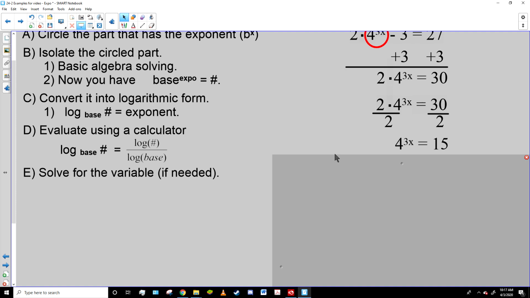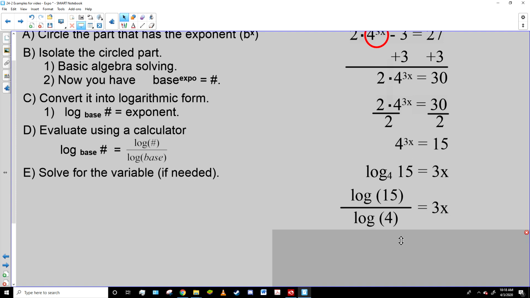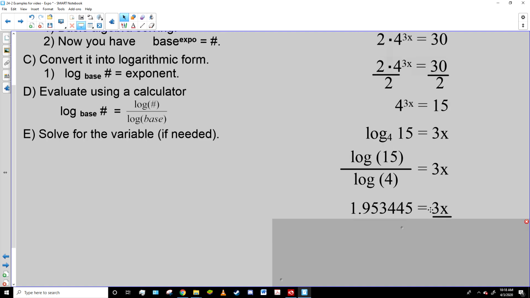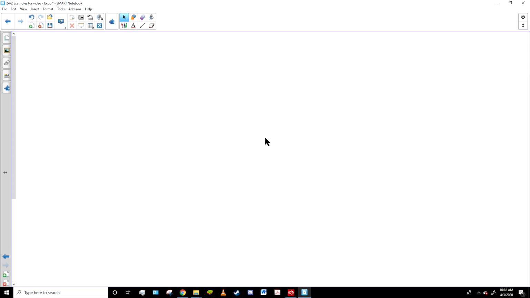Step C, convert this into log form. So log base 4, the base stays the same, and these two switch places. So the 15 and the 3x switch. I'm going to evaluate that by doing the change of base formula, log over log. So log of 15 over log of 4. Please make sure you close your parentheses. Put that in my calculator, I get a decimal. But it equals 3x, not x, so I still have to do step E, if needed, solve for the variable. Divide that by 3, round that off to 3 decimal places, and I get 0.651. And that's it.